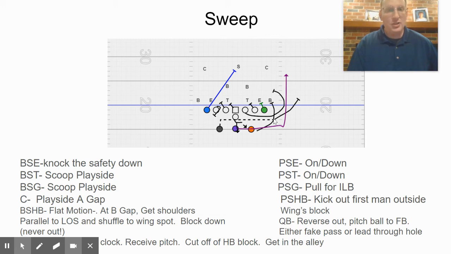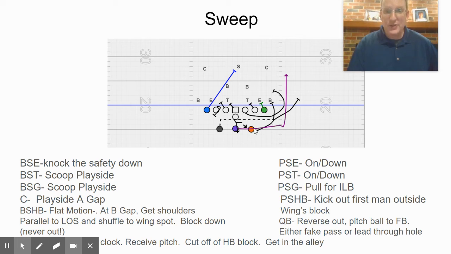Okay. And he's always going to block down. He's never going to block out. So if this guy widens with him, he's going to let him go, and we're going to come on down to the linebacker. So we always block down, never out, with this wing. This motion man ends up being a wing. Always down, never out. So that leads to our play side halfback.